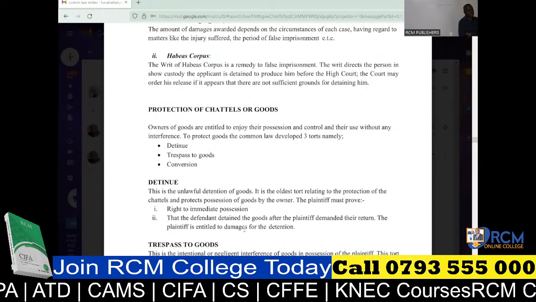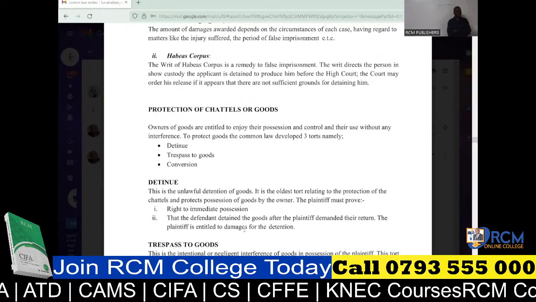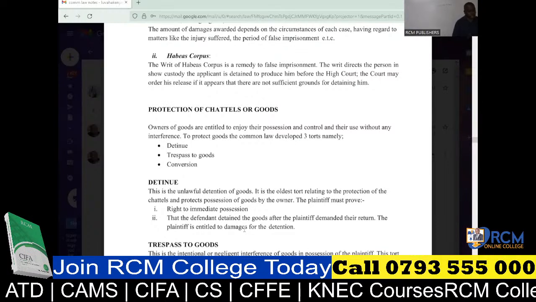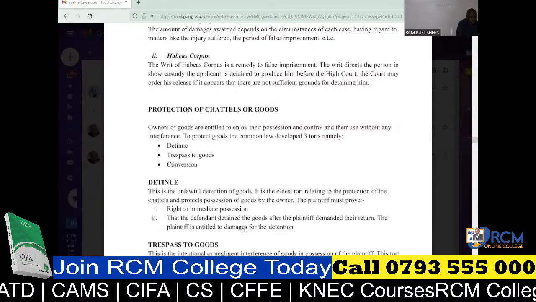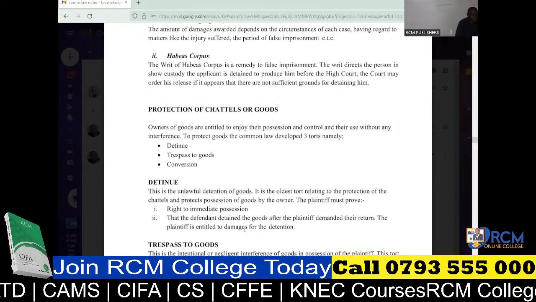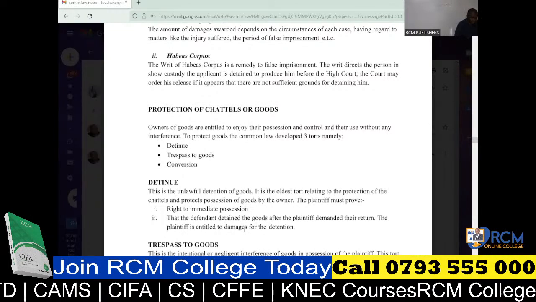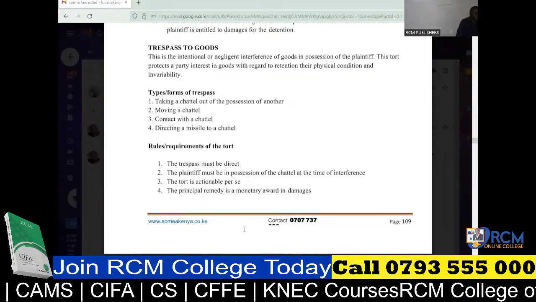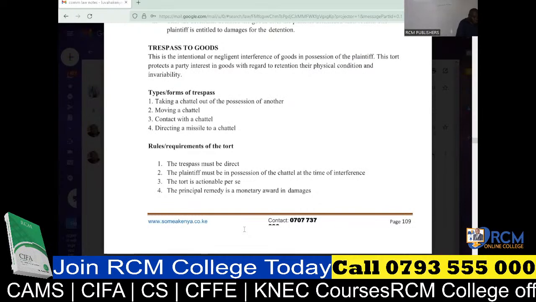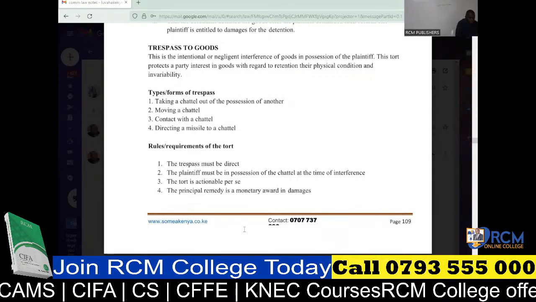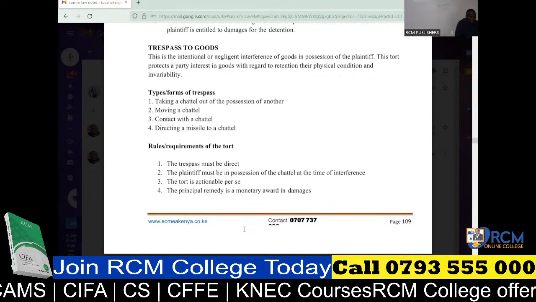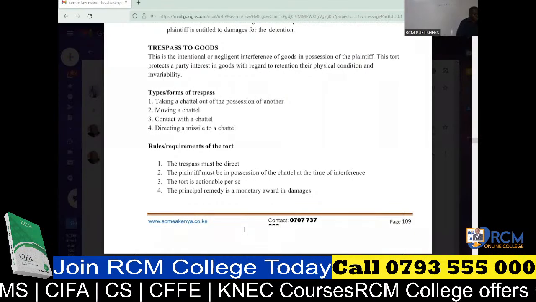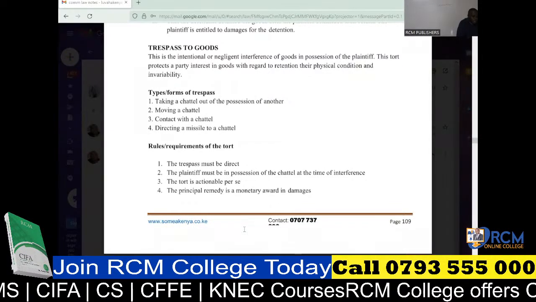Then trespass to goods. This is the intentional or negligent interference with goods in the possession of the plaintiff. For example, if you interfere, say open the goods without the authority of the plaintiff or the owner of the goods, that can be taken as trespass to goods. Examples given include taking a chattel out of the possession of another, moving a chattel, and what they mean by chattel is simply goods. Goods may be in transit. Others are contact with a chattel and directing a missile at a chattel.